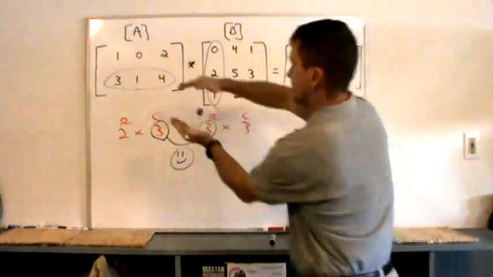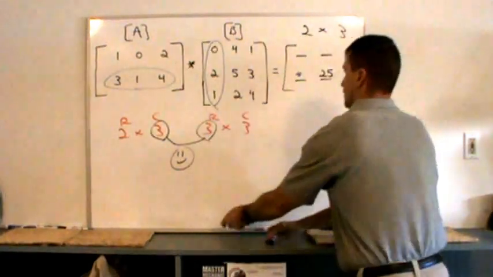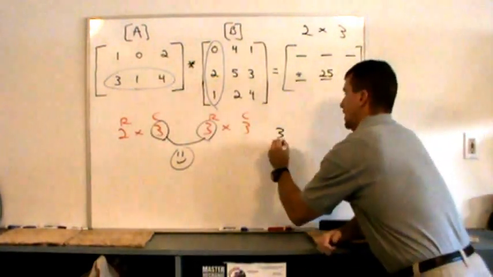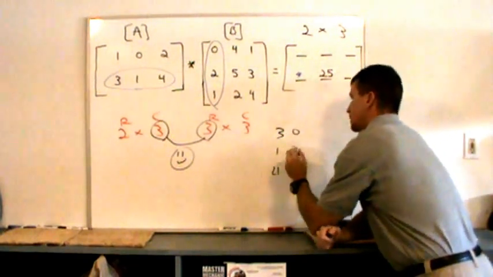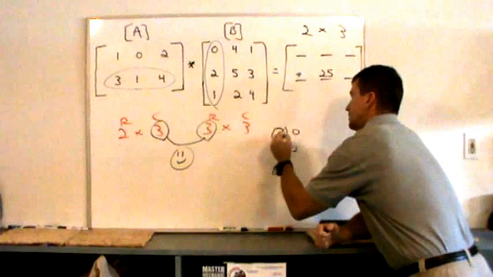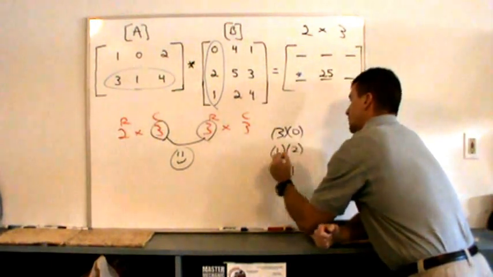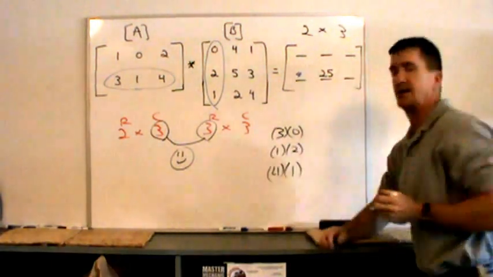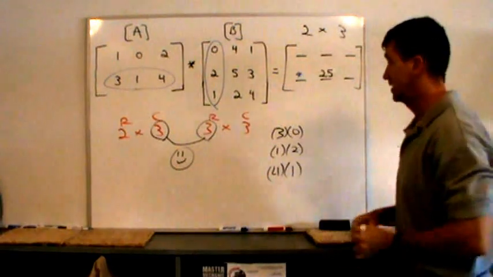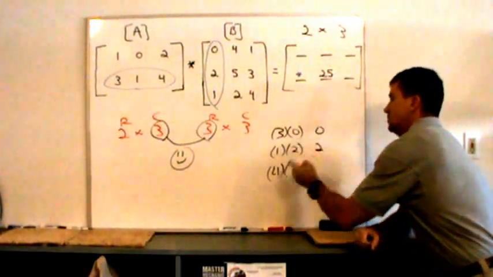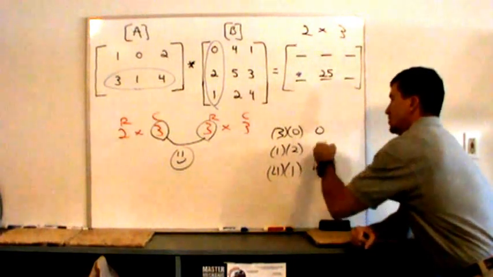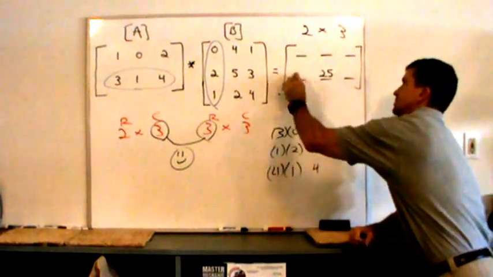All right, take this, tilt it up. What do you got? You got a 3 and a 1 and a 4, and you got a 0 and a 2 and a 1. Multiply these, multiply these, multiply these, and then add down. If you can do this mentally, it goes a lot faster. 3 times 0 is 0, 1 times 2 is 2, 4 times 1 is 4. 0 plus 2 plus 4 is 6.